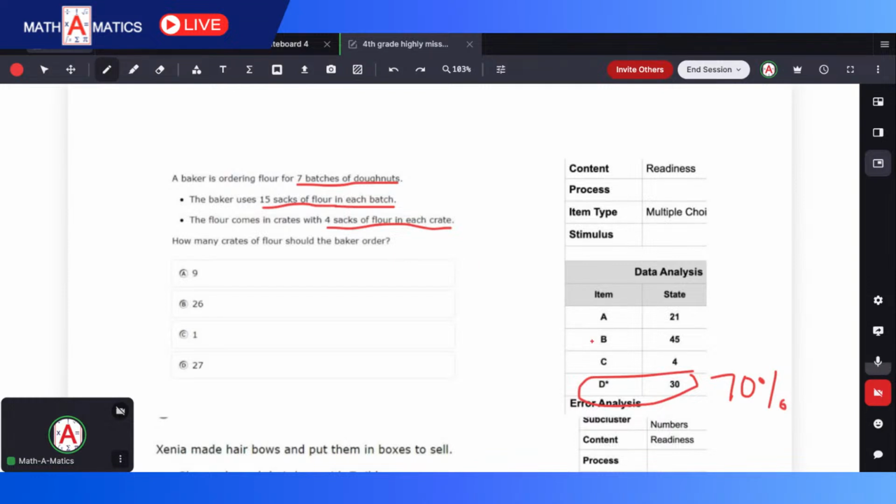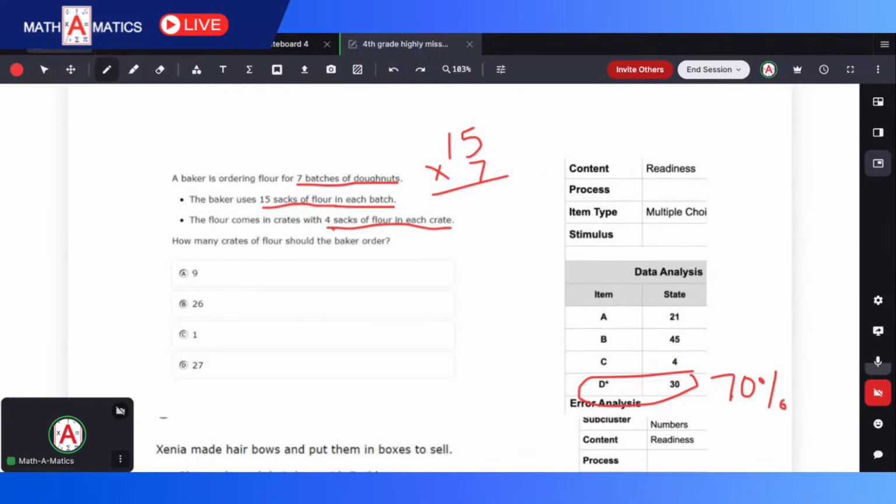And I'm going to guess and bet that B must have been an answer that we're going to get from something here. So let's see. A baker is ordering flour for 7 batches of donuts. The baker uses 15 sacks of flour for each batch. So our first thing we're going to do is 15 times 7. And the flour comes in crates with 4 sacks in each crate.